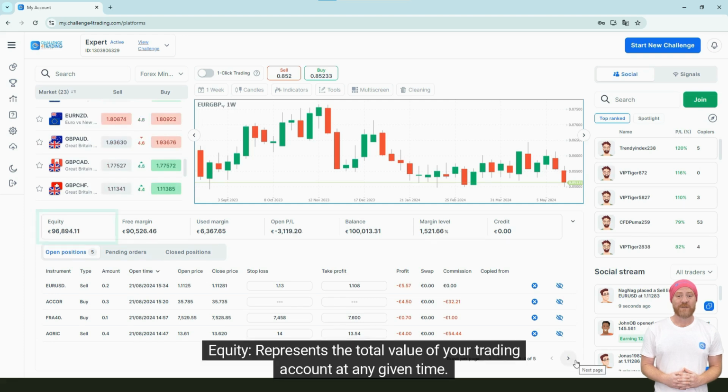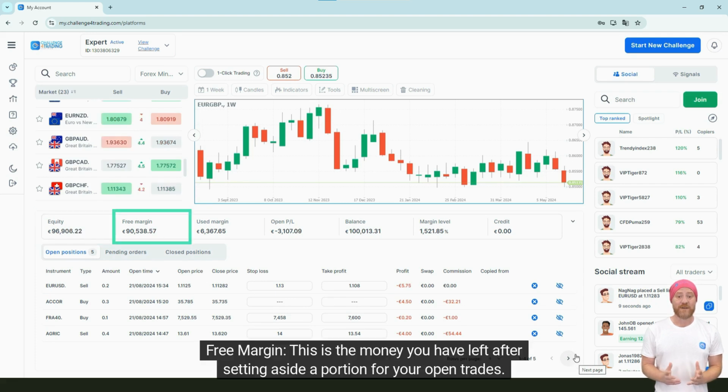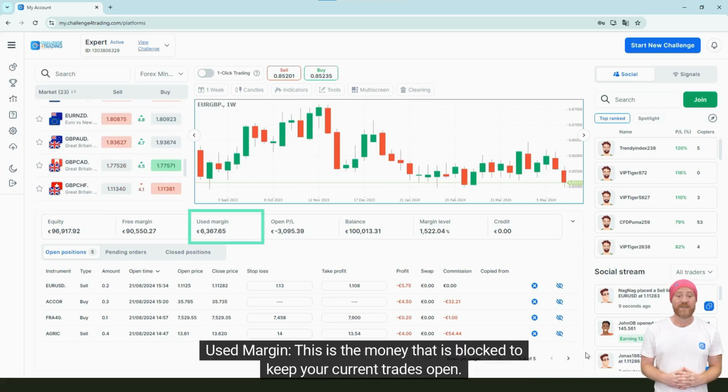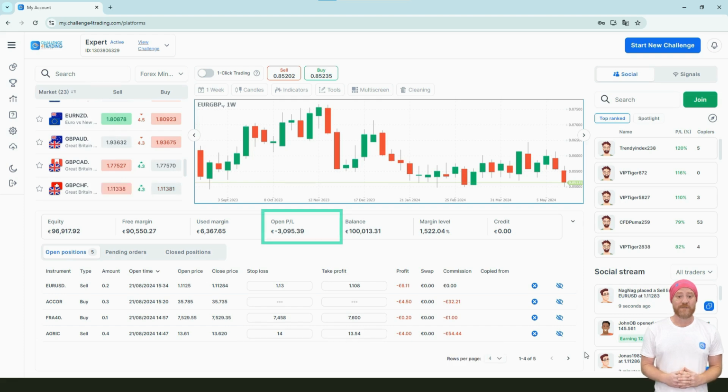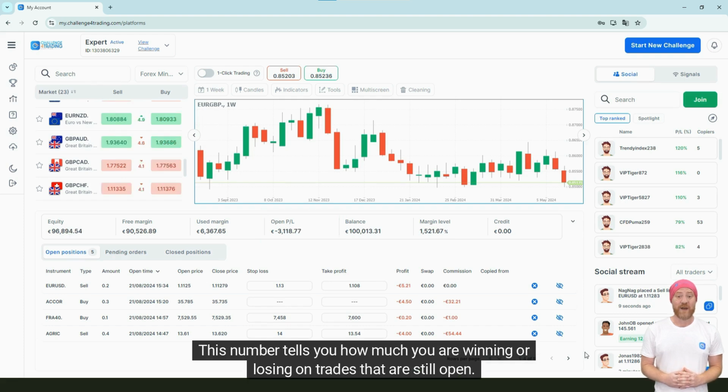Equity represents the total value of your trading account at any given time. Free margin. This is the money you have left after setting aside a portion for your open trades. Used margin. This is the money that is blocked to keep your current trades open. Open P&L means open profit and loss. This number tells you how much you are winning or losing on trades that are still open.